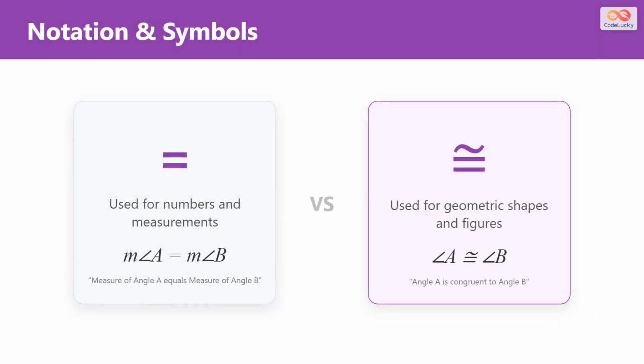In mathematics, we are very specific about symbols. When we talk about numbers, like the measurement of an angle being 30 degrees, we use the equal sign. However, when we talk about the shapes themselves being identical, we use the congruent symbol. It looks like an equal sign with a little squiggly line, or tilde, on top. This symbol is read as "is congruent to."